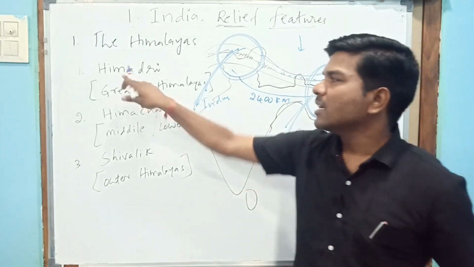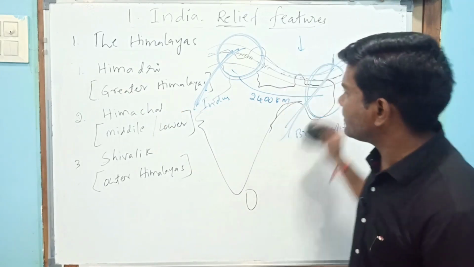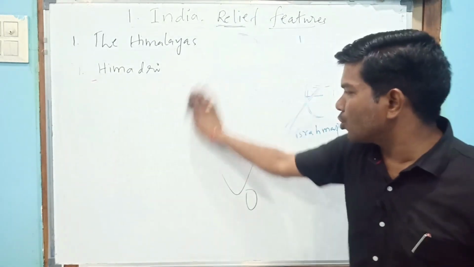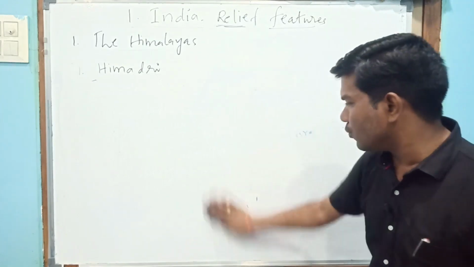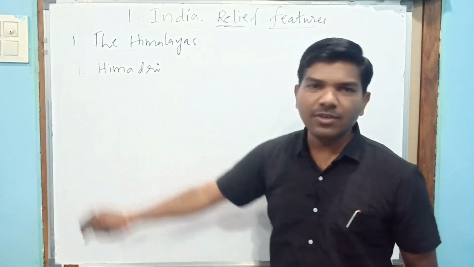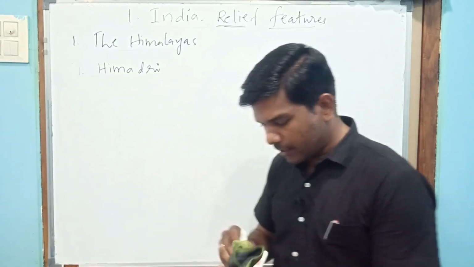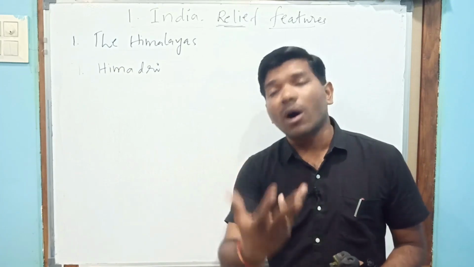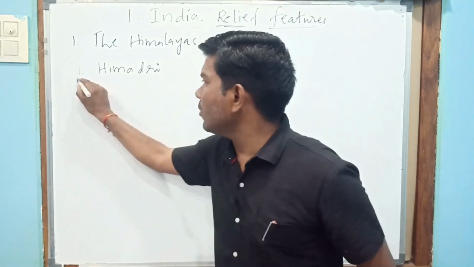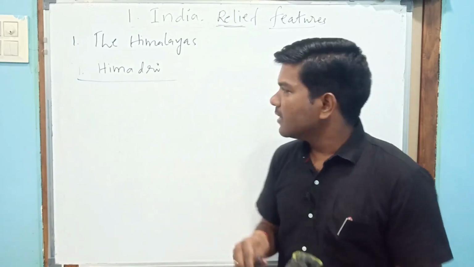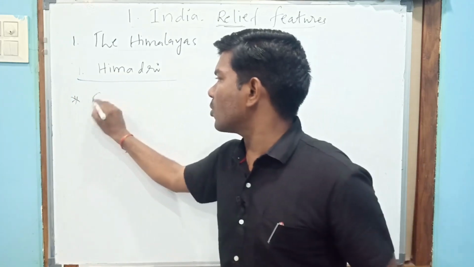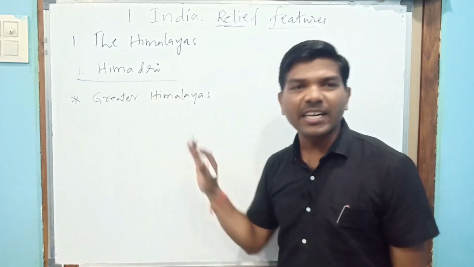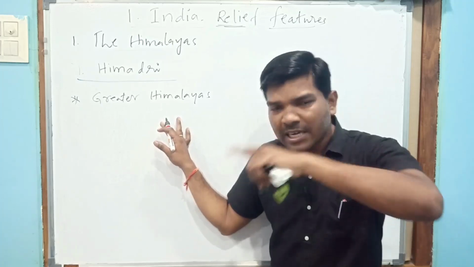Let's see the first one, the Greater Himalayas or Himadri. I hope you understand with the help of this map. Though I am not a good artist, I managed to draw the India map properly so you can understand. Let's see Himadri. In your 10th examination, they may ask you to write about Himadri. Then what are you going to write? The first point you can write is that Himadri is also called the Greater Himalayas. Very, very important.